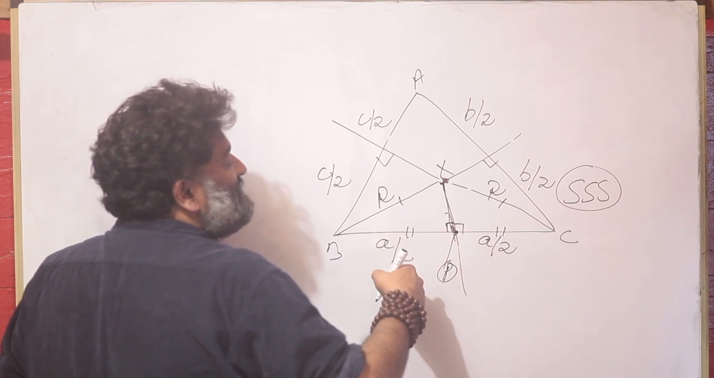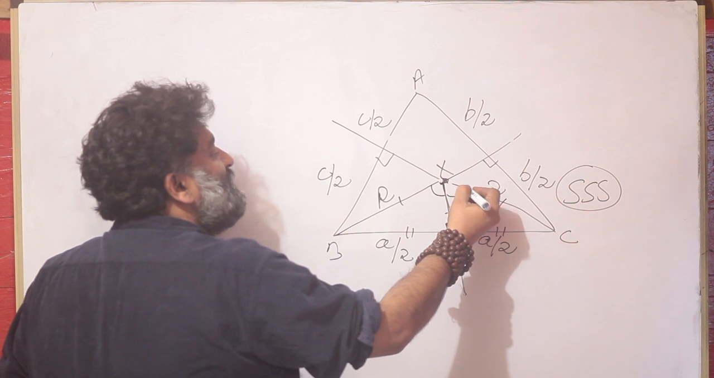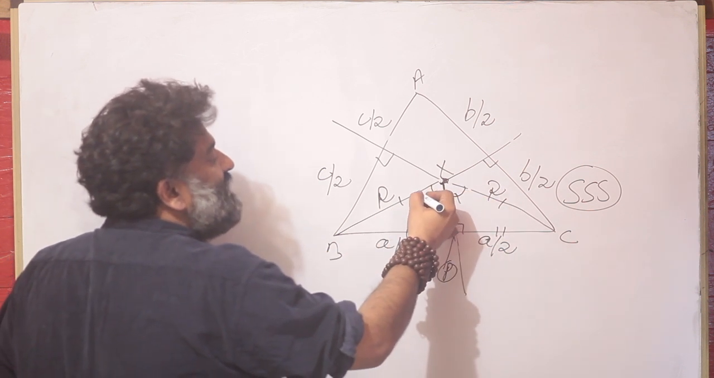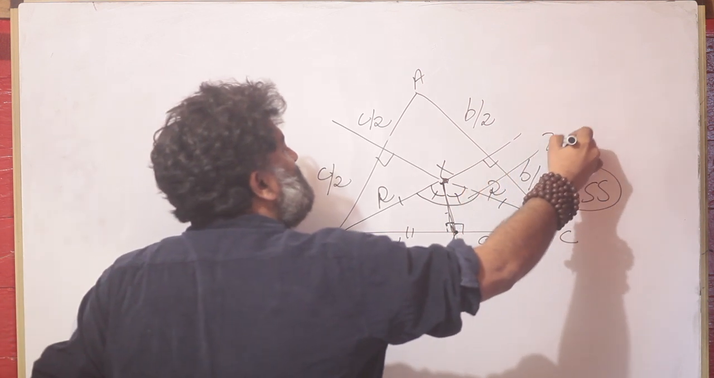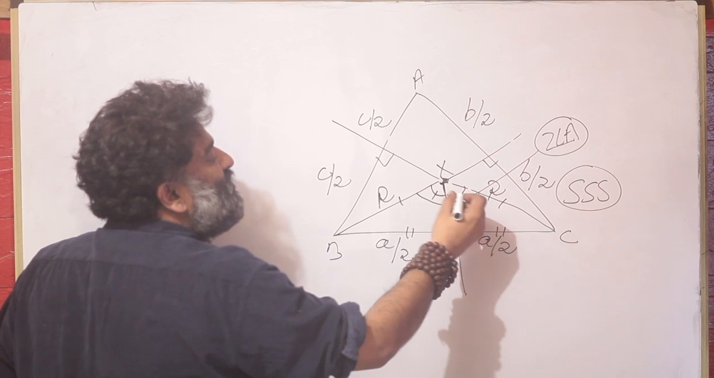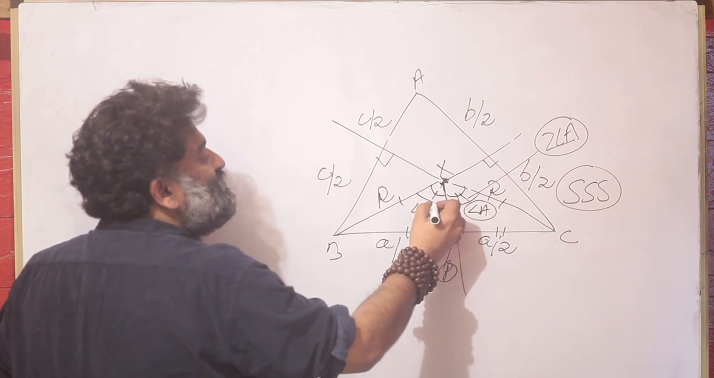All corresponding parts are going to be equal to each other. That means this angle is going to be equal to this angle. And we just learned a minute back that this angle is nothing but twice of angle A. That means each of these smaller angles is equal to angle A. This also is equal to angle A.